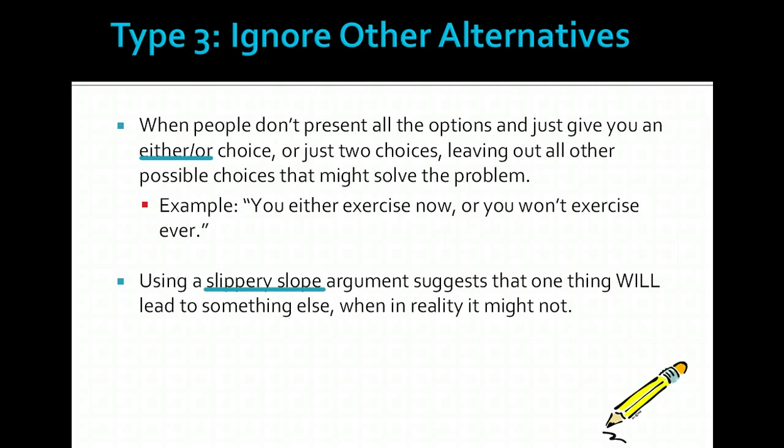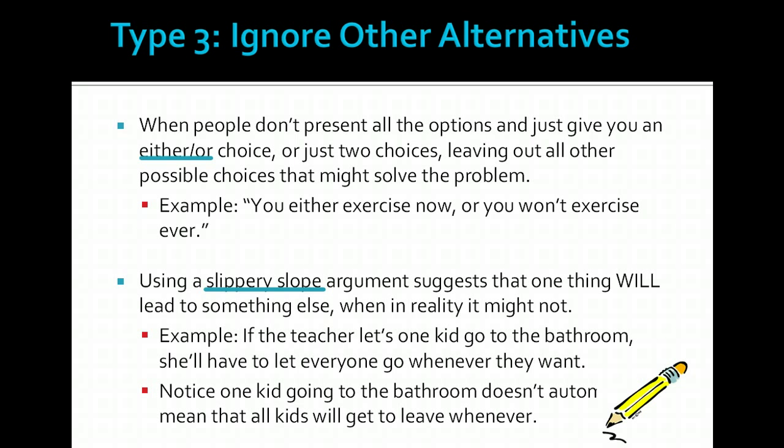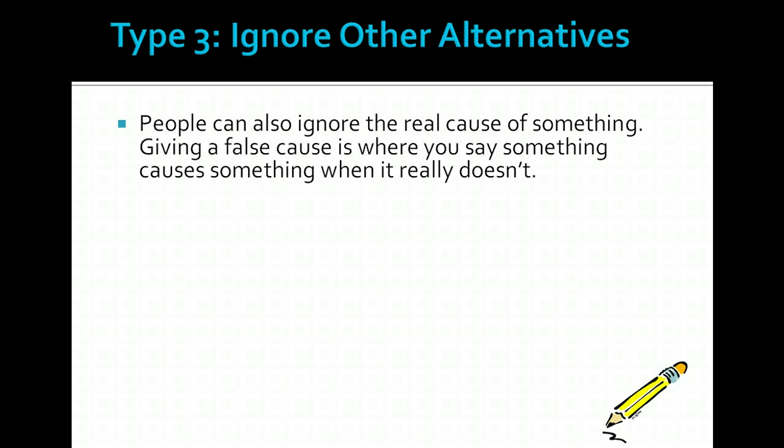Using a slippery slope argument suggests that one thing will lead to something else, when in reality it might not. For example, if a teacher lets one kid go to the bathroom, she'll have to let everyone go whenever they want. Notice the one kid going to the bathroom doesn't automatically mean that all kids will get to leave whenever. Sorry, my little pencil clip art button is not showing you the rest of it, but you get the idea. So slippery slope and either-or are the first 2 of ignoring the other alternatives. Either-or gives 2 options, while slippery slope says one thing will lead to the next, when really that's probably not going to happen.